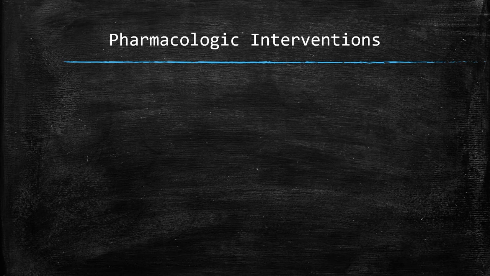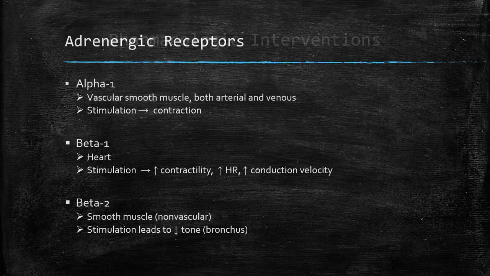Let's switch gears now and go over some of the cardiovascular pharmacologic interventions that we can make on our ICU patients. Most of the cardiovascular drugs we use in the ICU work by binding to specific cell membrane receptors. Catecholamines bind to specific adrenergic receptors, and each receptor is responsible for different biologic effects.